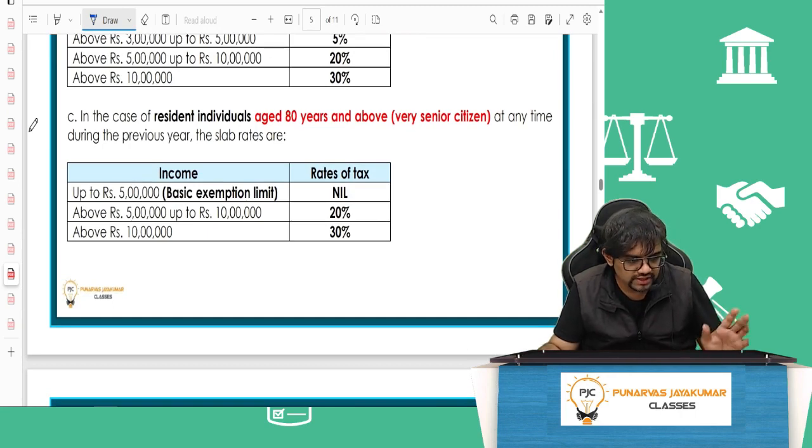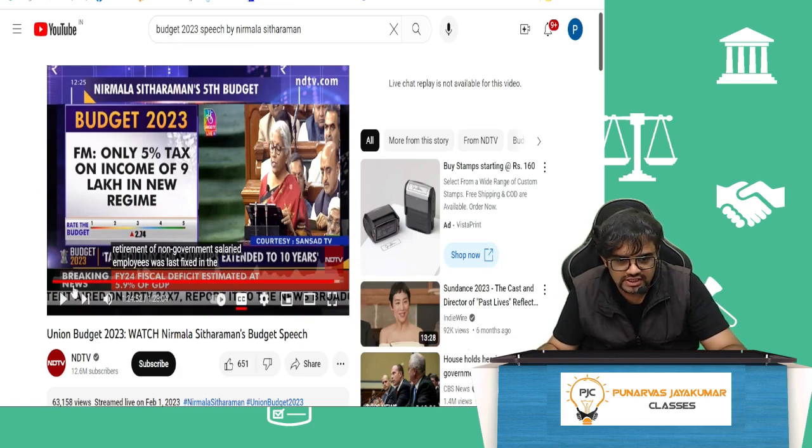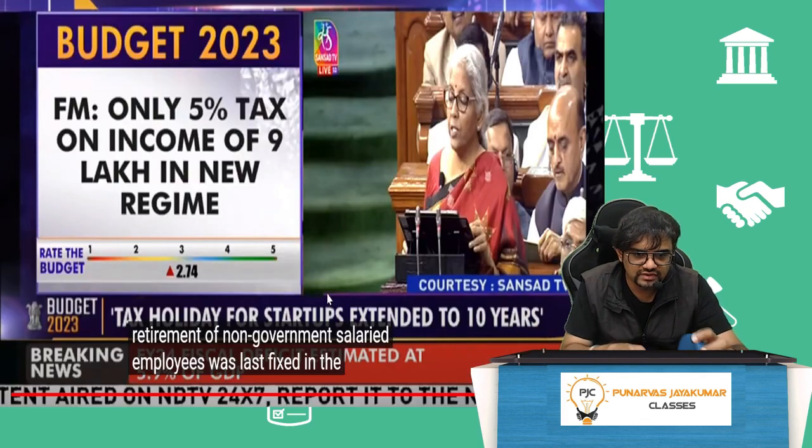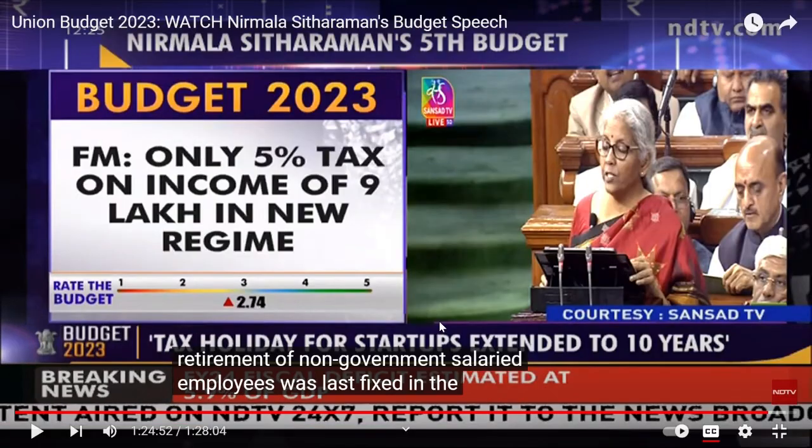Now, in the end only, she'll put one dialogue. I'll show you what dialogue she'll tell. She'll tell that the new regime under 115 BAC only will be what? The default regime. I'll just show you that. That is the most important dialogue actually. Whatever 115 BAC that we are seeing only will be the default regime, which means whatever we did now, that 2 lakh 50 to 5 lakh, that will be a choice.